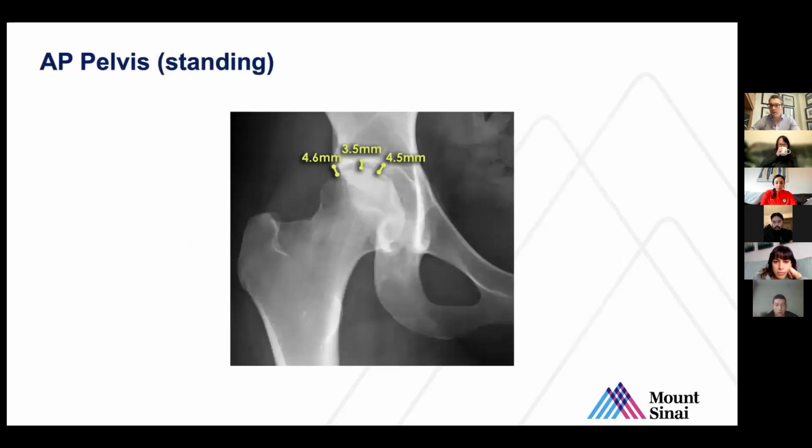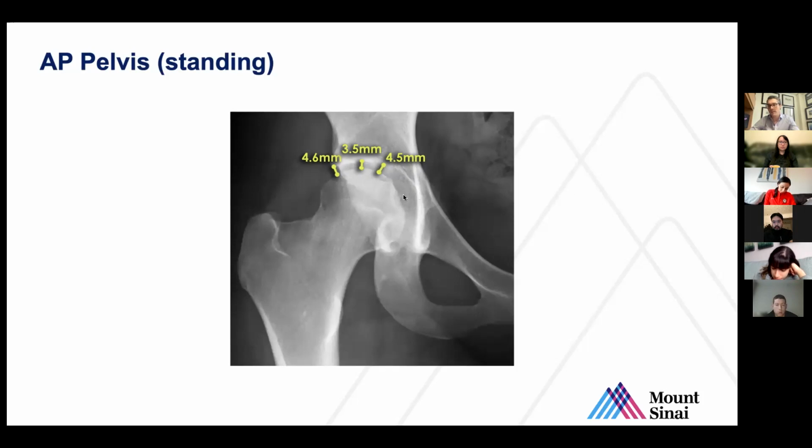We also measure the joint space at the sourcil. The weight-bearing dome is the sourcil. It's that more dense bone that you see at the top of the acetabulum here. That's the weight-bearing dome. Over here, this is the cotyloid fossa. There is no cartilage in this region of the acetabulum. This is the weight-bearing dome, and so we measure this.